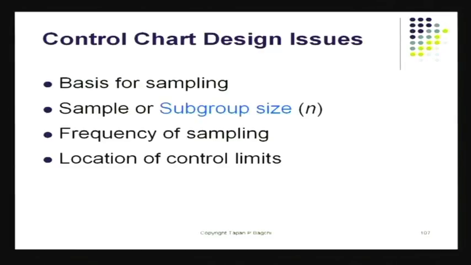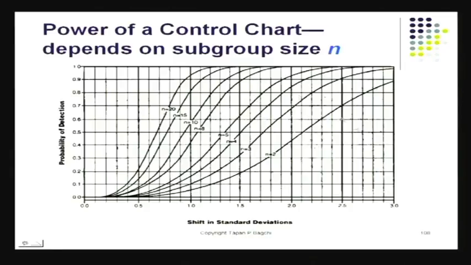Design issues, what are some of the design issues there? Subgroup size is a big issue. Subgroup size is your sample size. It turns out that this is what determines the sensitivity of the chart or the power of the chart. The larger is your sample size, the quicker you are to detect a shift in the process.